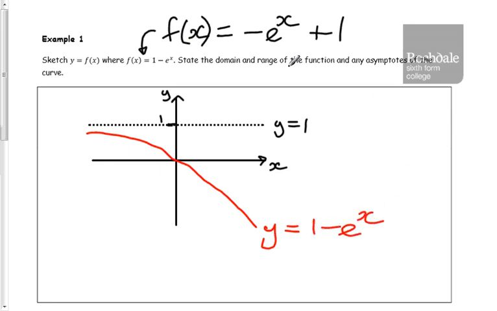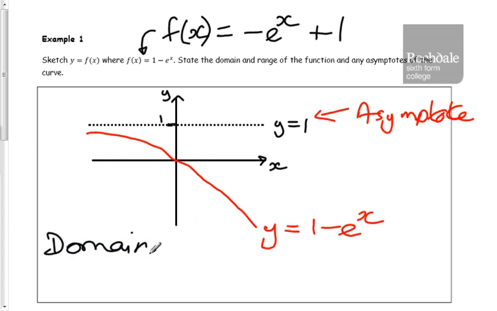State the domain and range of the function and any asymptotes. Well, here's the asymptote, y equals 1. Domain and range. So the domain is the set of numbers which we can put into this function. Now we can put any number we like into this function. So the domain, x is any real number. x is a member of the real numbers.